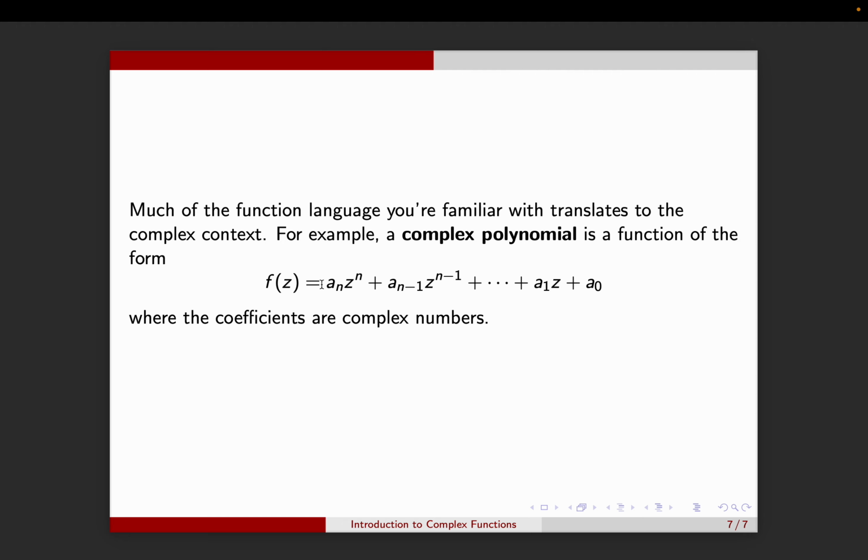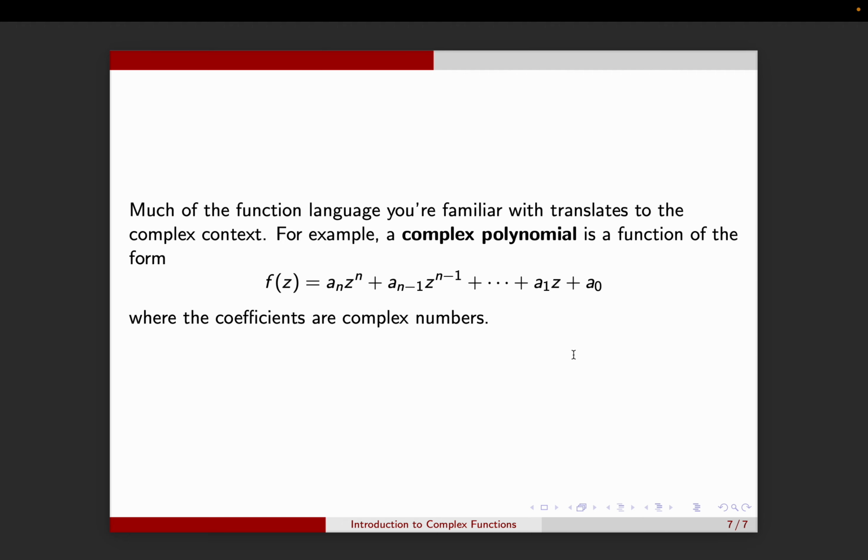So the function language you use translates. That doesn't necessarily mean that all your intuition about these functions translates also. We've already discussed how your intuition can break down pretty quickly when you move to complex stuff. But at the very least, a lot of the language translates.